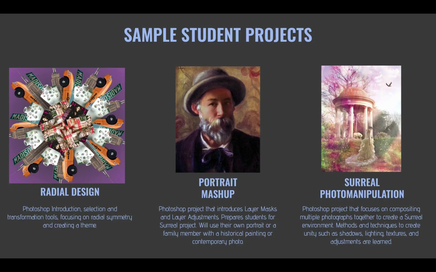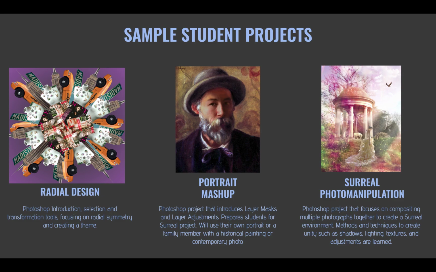So the next thing I wanted to show are some examples of some student projects. So currently your child is working on the radial design. It's an introduction to Photoshop using some selection and transformation tools, focusing on radial symmetry, creating a theme. Our next project will be a portrait mashup where they will use either a historical painting or it could be even a celebrity contemporary photo, and mask their face onto that, or it could be a friend or family member onto that other image. And we're looking at using layer masks and layer adjustments.